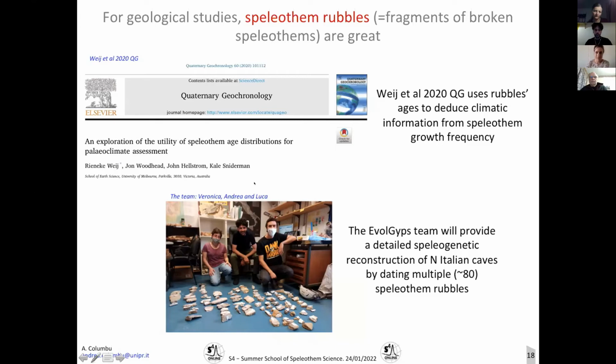Sorry. But also with my fellow in Bologna, Dr. Veronica Chiarini here, and the PhD student Luca Pisani here, we are developing a project called EvolGips, in which we are only using speleothem rubbles to try to give a detailed speleogenetic reconstruction of northern Italian caves, using around 80 speleothem rubbles.